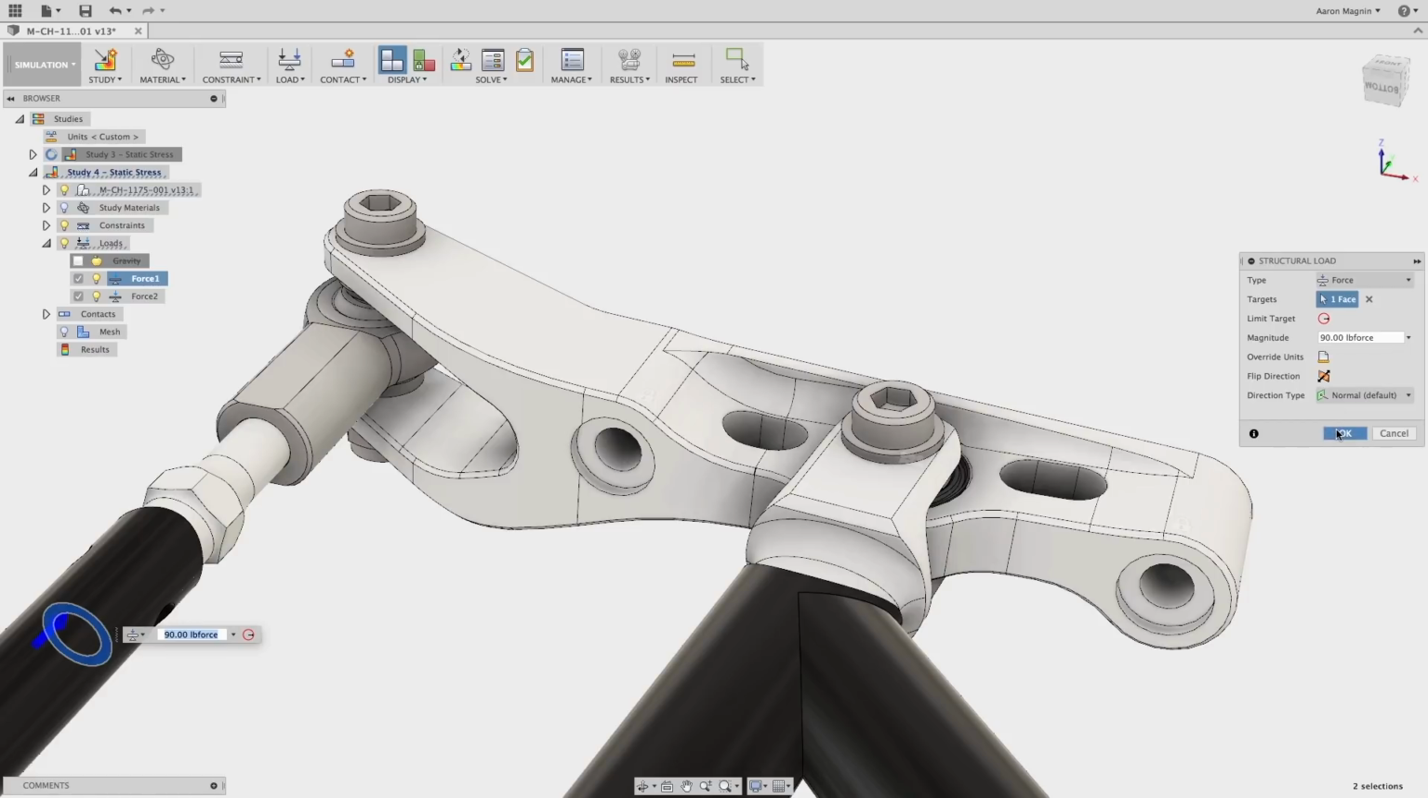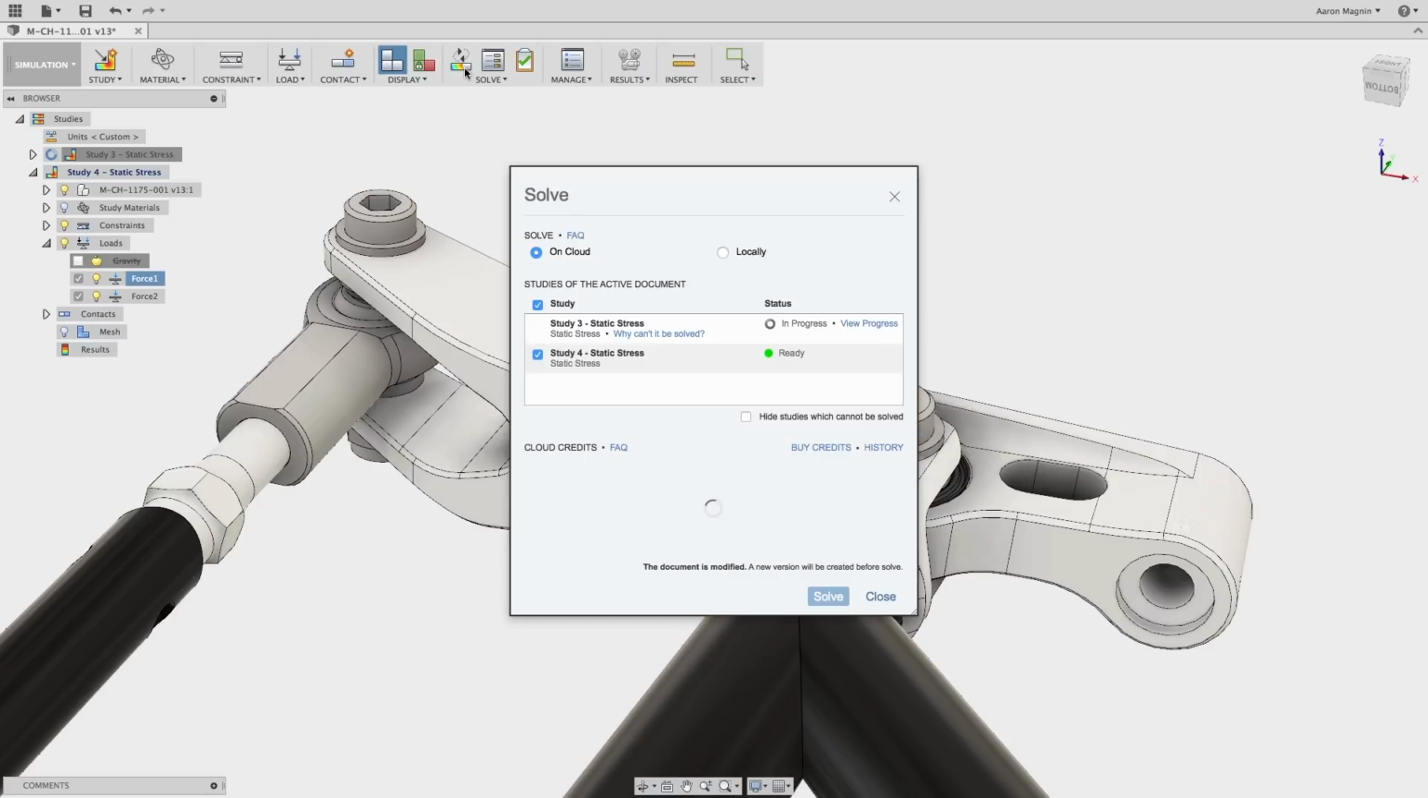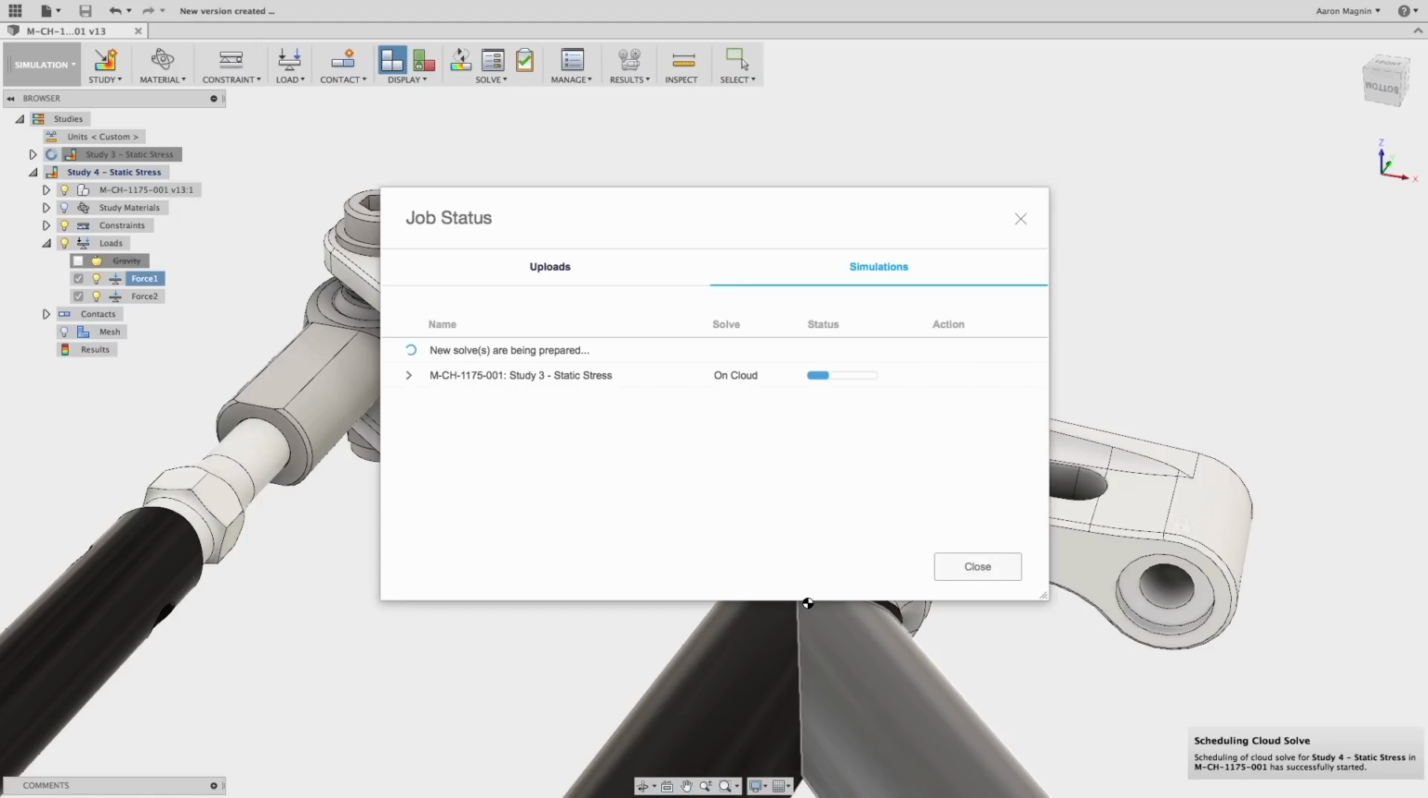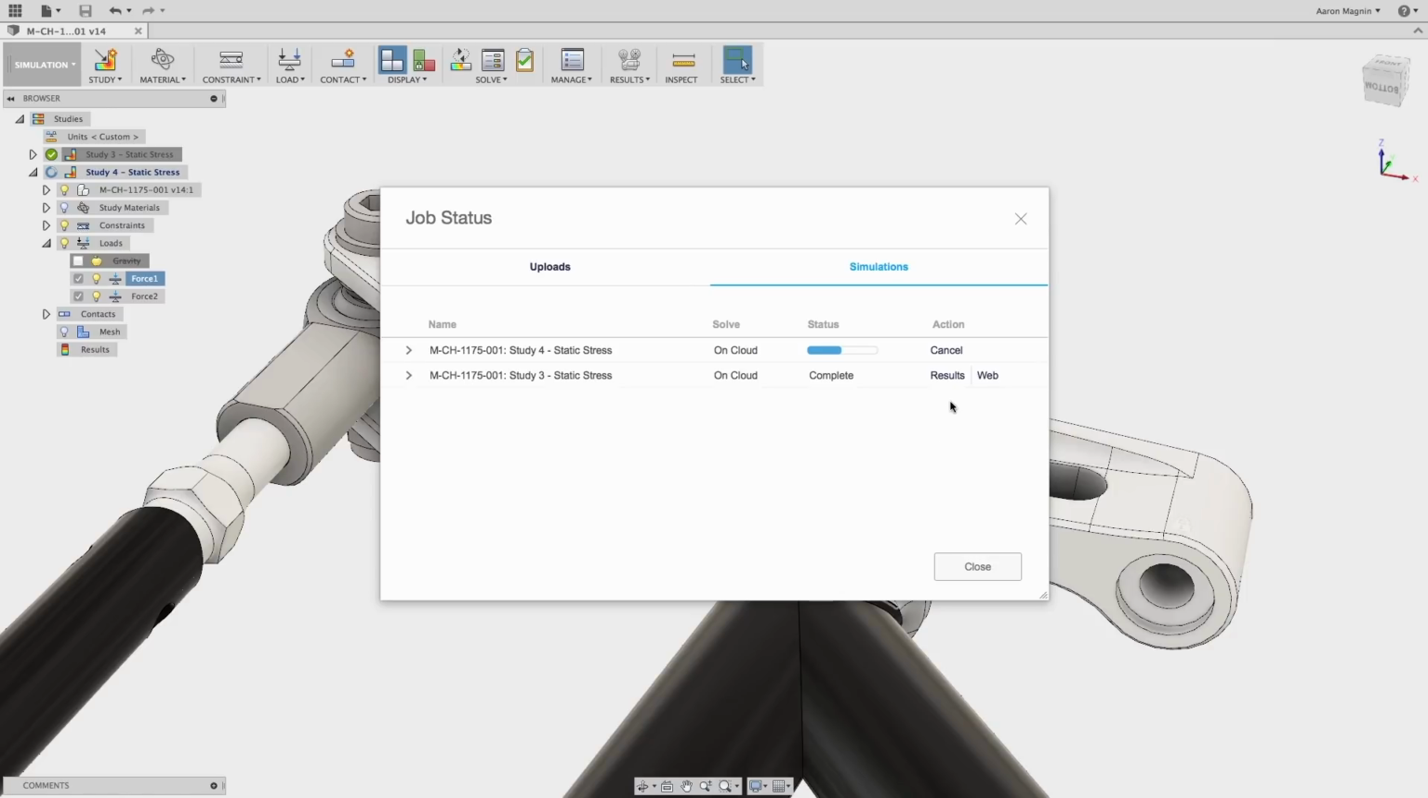After cloning the first analysis and flipping the load, we're ready to solve yet again. No need to wait, we'll solve both of these simultaneously without burden to my personal computer. The near limitless cloud computing capabilities ensure even the most complex simulations run in record time, and after the results are downloaded, it's time to see what they tell us.